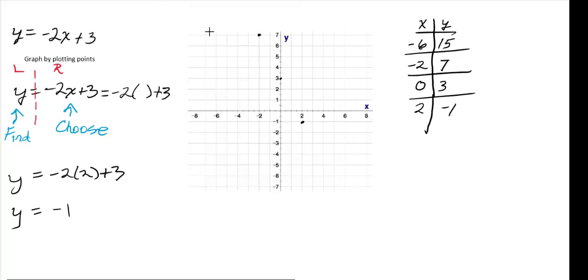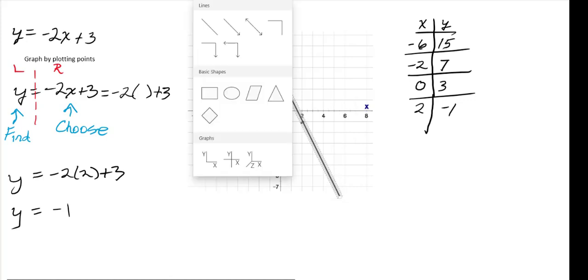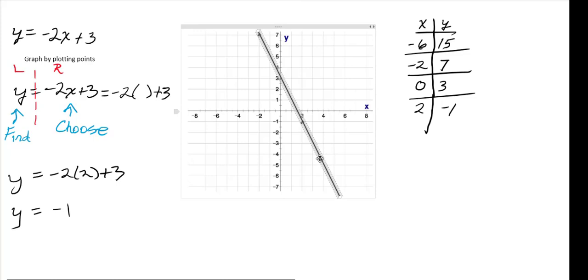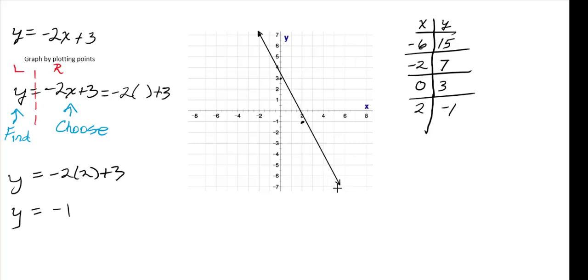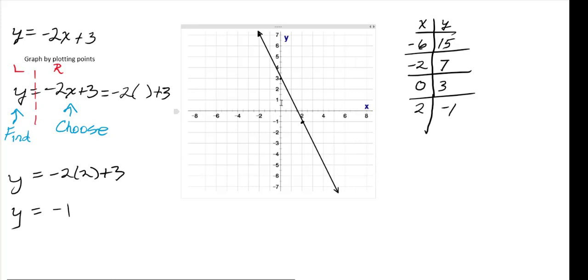And so now I'm going to take my line and I'm going to extend it. Okay. A more accurate graph is one that has arrowheads at the endpoints. So if I use arrowheads like this, it tells the reader that this graph goes on forever in both directions.